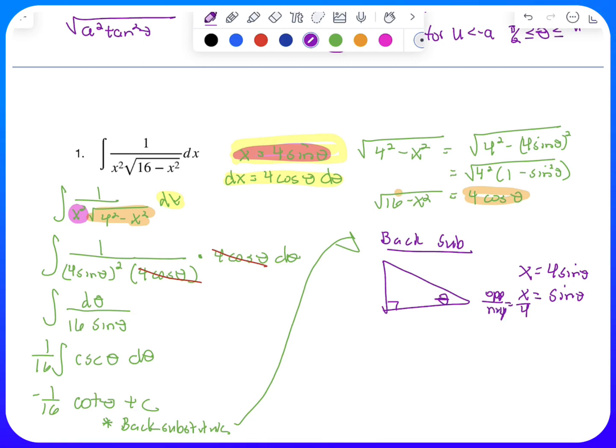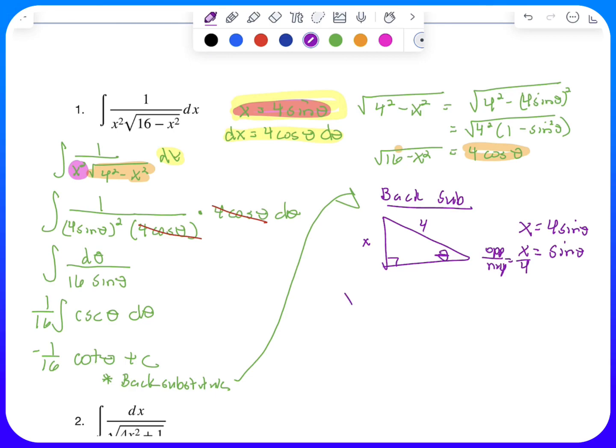So I've labeled a right triangle here, and labeled an angle theta. My opposite side is x, my hypotenuse is 4. Using the Pythagorean theorem, I'll find my missing side length. And so the missing side is equal to the square root of 16 minus x squared.